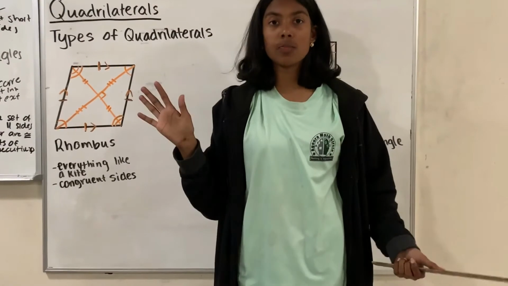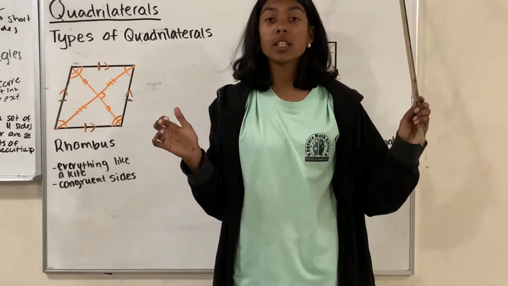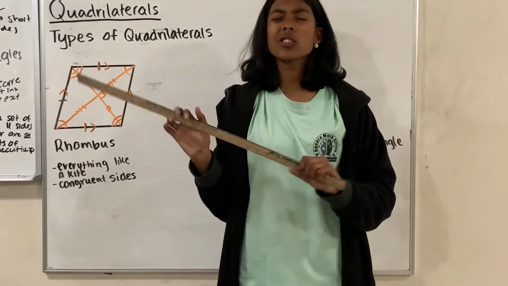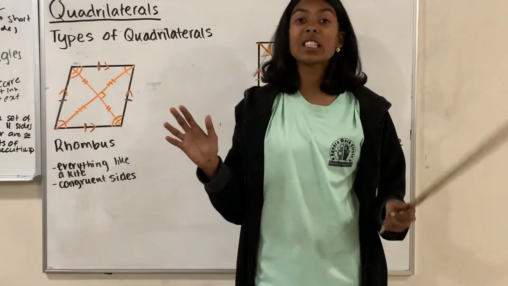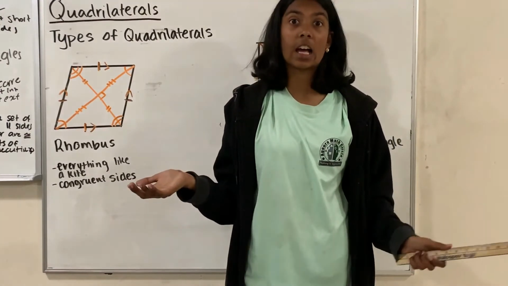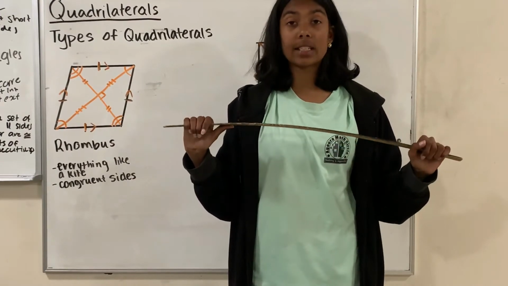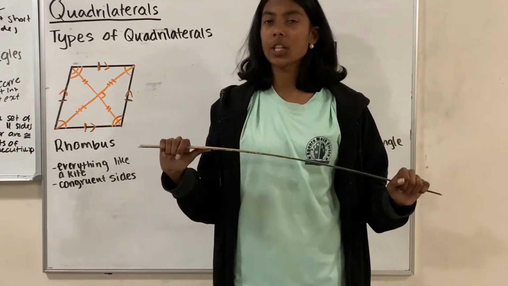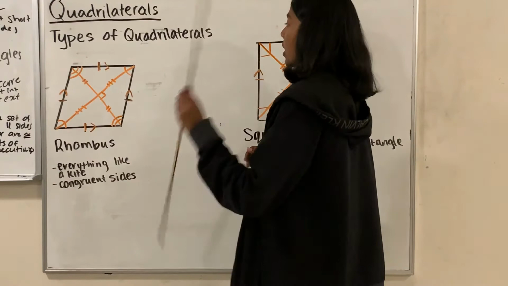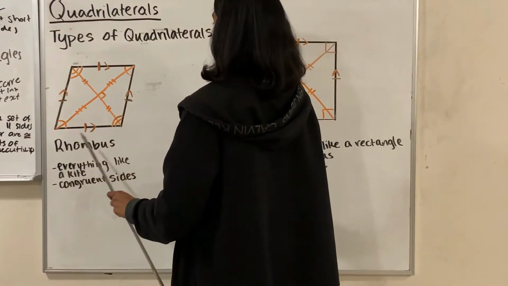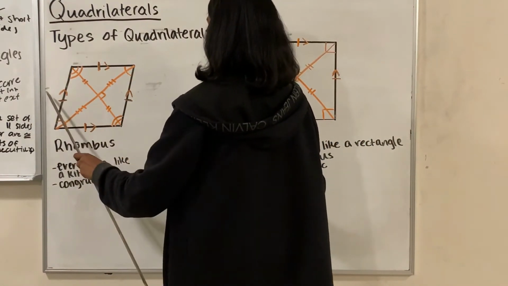Now, let's move on to our last two, which is the rhombus and the square. So let's start off with the rhombus. The rhombus is basically everything a kite has, except that both its diagonals bisect each other, and all of its sides are congruent. So basically, these two sides are parallel as well. These two sides are parallel.